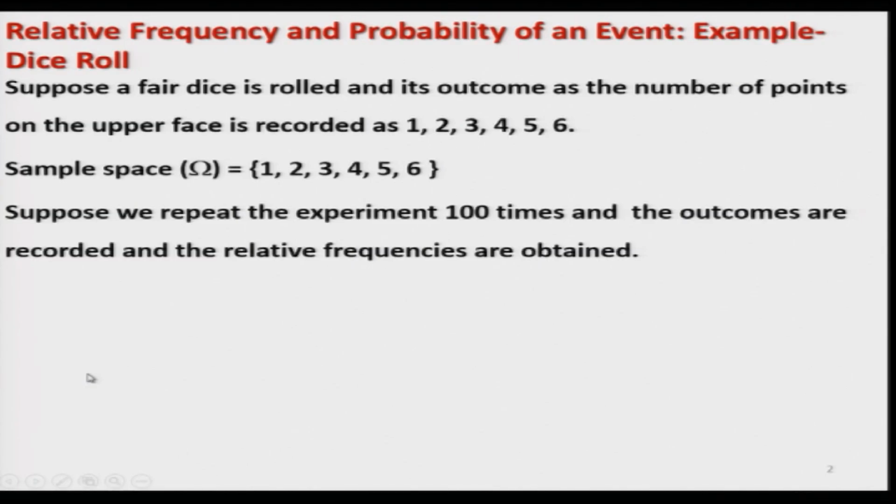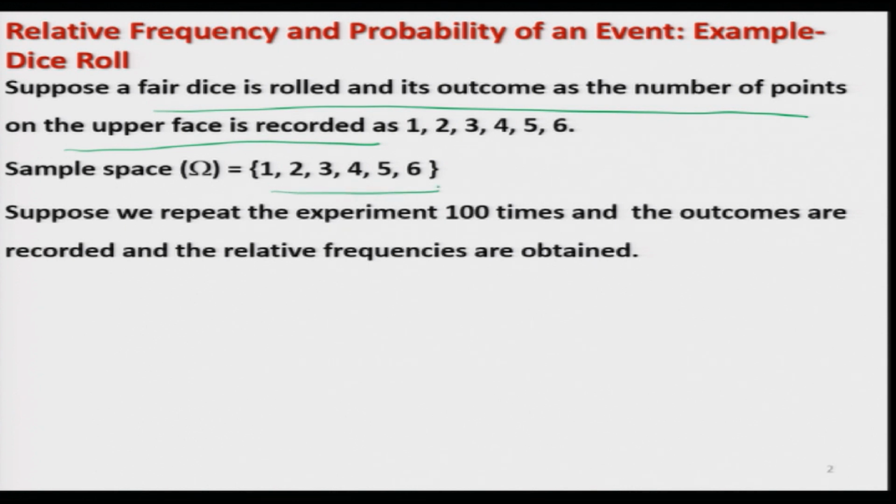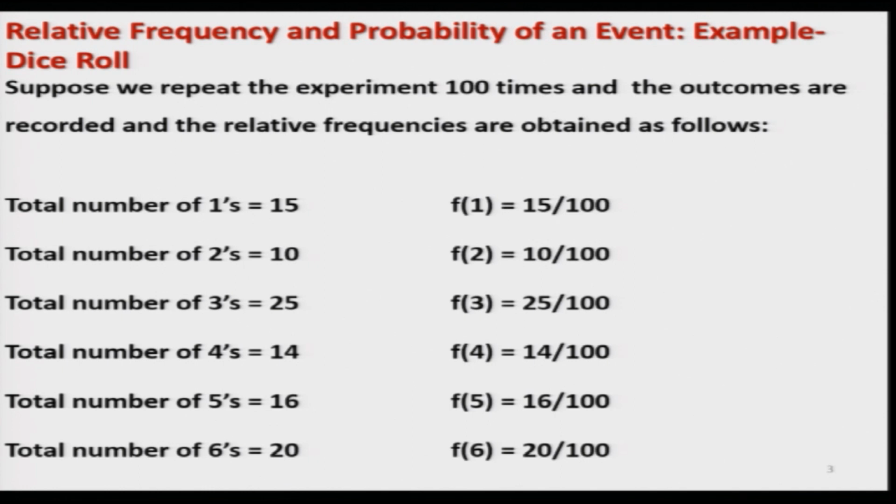Now let me take a very simple example, and suppose a fair die is rolled and the number of points on the upper face is recorded as 1, 2, 3, 4, 5 or 6. So the sample space will consist of 6 possible points, and suppose we repeat the experiment 100 times, and the outcomes are recorded and their relative frequencies are also obtained. Suppose we obtain the following observations. These are hypothetical observations which I have created just to make you understand.